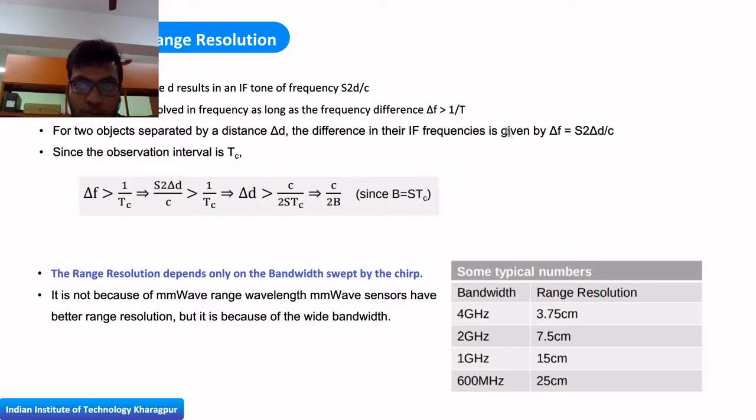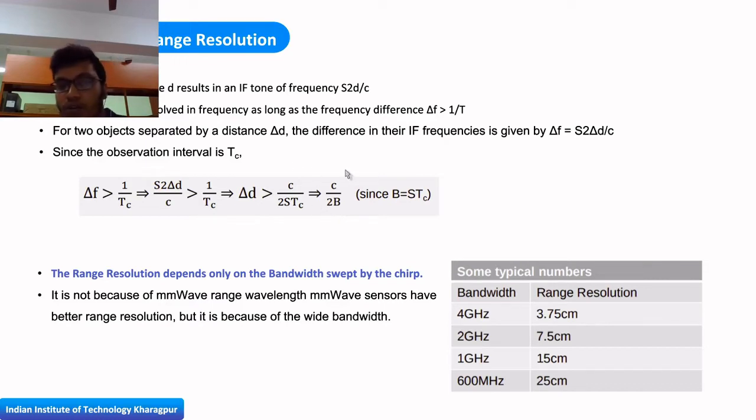From these two equations, after some derivation, I can figure out this delta d, the smallest distance that my FMCW radar can support. This delta d is equal to c by 2B, where B is the bandwidth and c is the speed of light. The speed of light is constant, but the bandwidth we can vary. So from this equation we can say that the range resolution depends only on the bandwidth swept by the chirp.